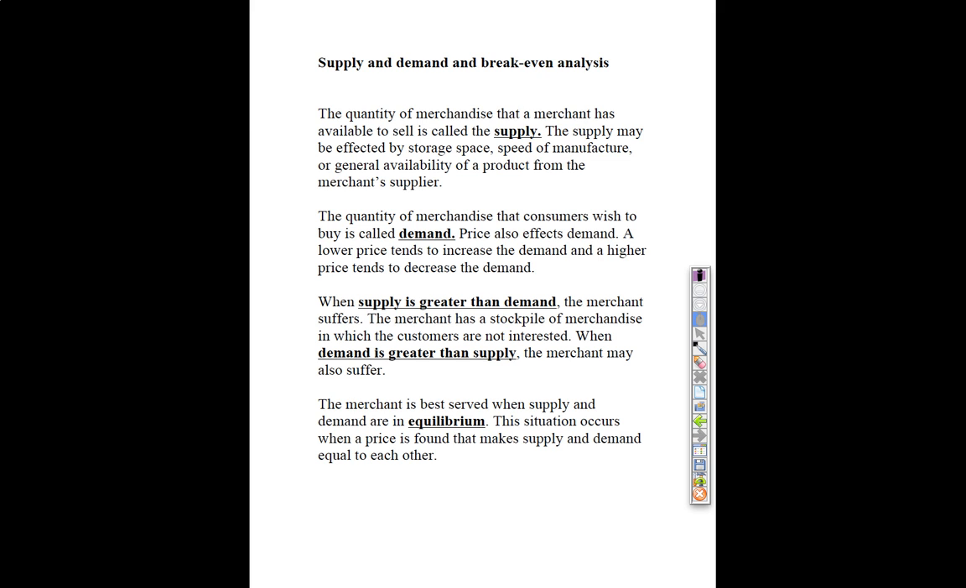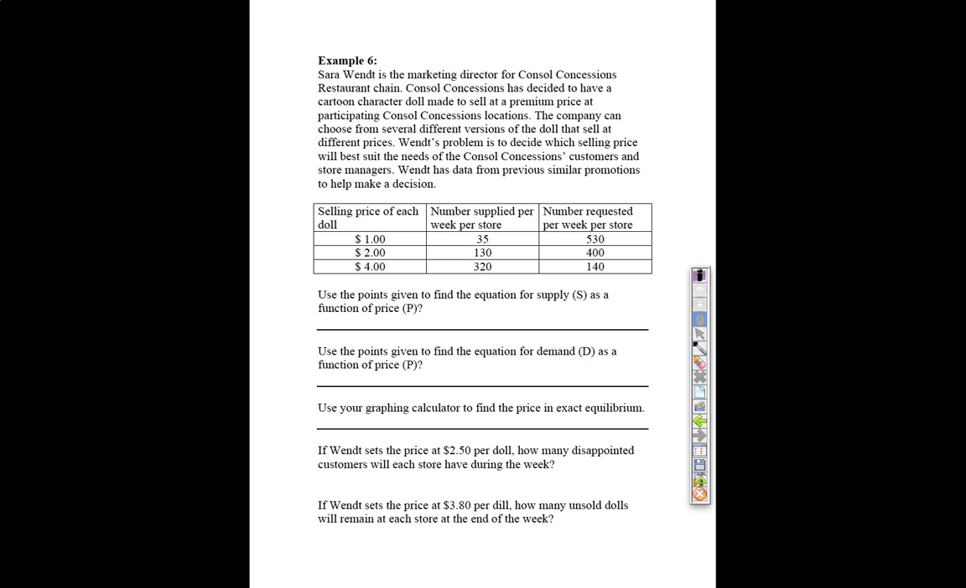And so our last example has to do with the supply and demand problem. Sarah Wentz, the marketing director for Console Concessions restaurant chain, has decided to have a cartoon character doll made to sell at premium price at participating locations. The company can choose from several different versions of the doll that sell at different prices. Her problem is to decide which selling price will best suit the needs of Console Concessions customers and store managers. And she has some data that's listed in this table.